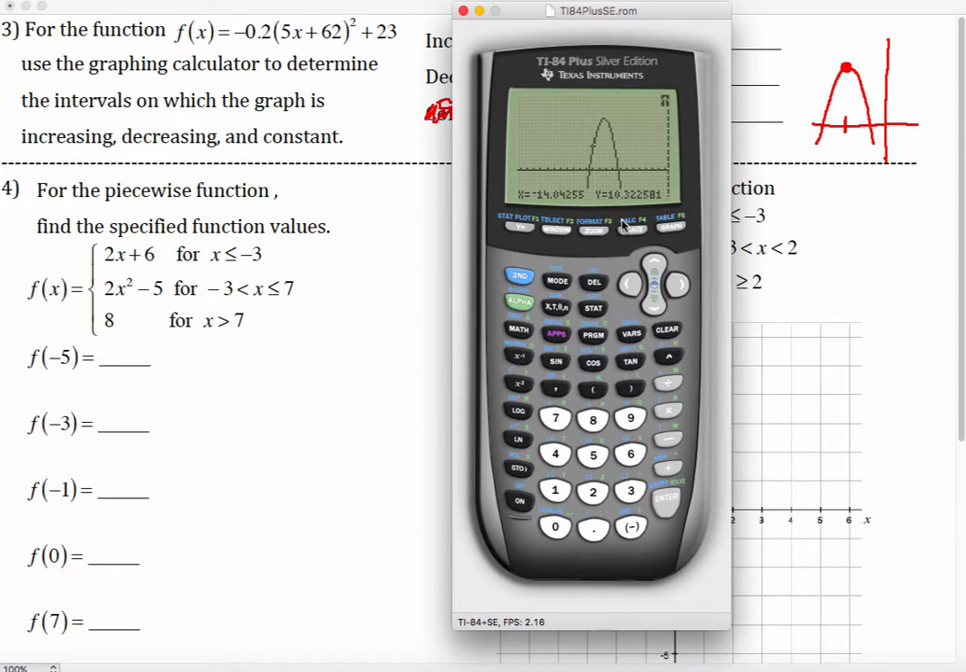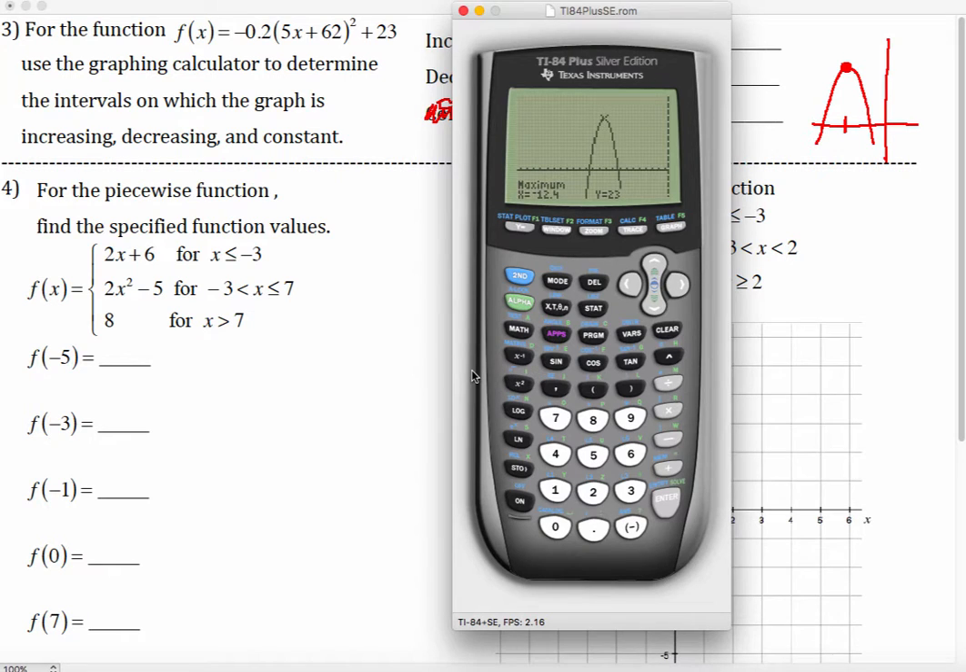So now I'll find that max by hitting second trace, which gives me the calc feature above. And then I'm going to click on maximum, or 4. My left bound wants me to be on the left side of my max, so I set that by hitting enter. Then my right bound wants to be on the right side of that maximum point, and I'm going to set it with hitting enter. And then my calculator wants me to guess where the max is, so I'm going to go right on top of that hill as close to that max as I can, and I'm going to hit enter.